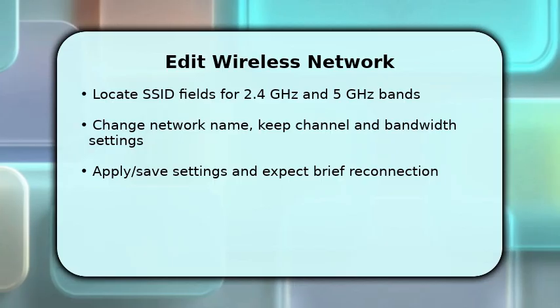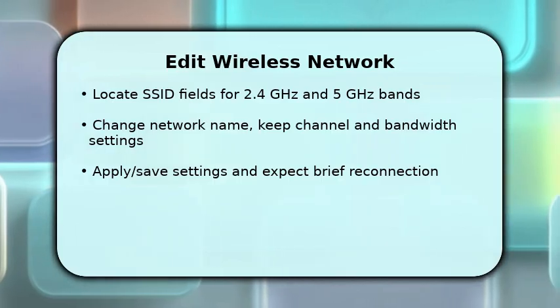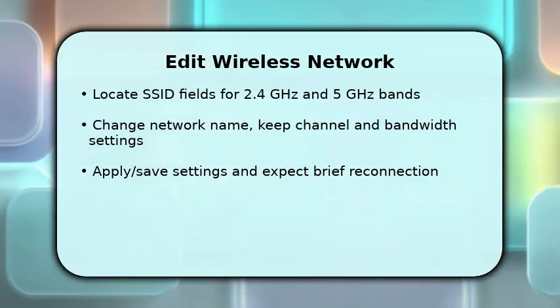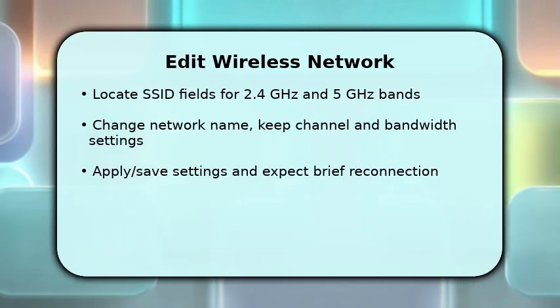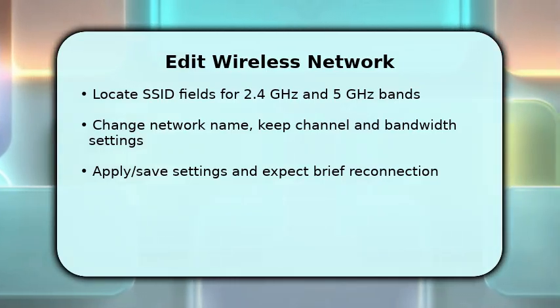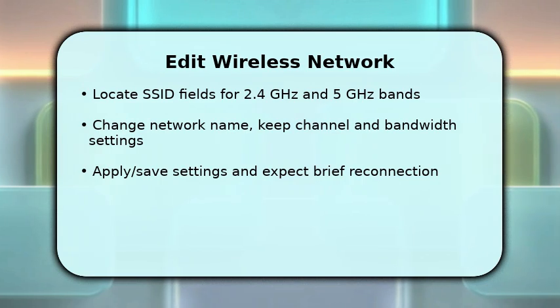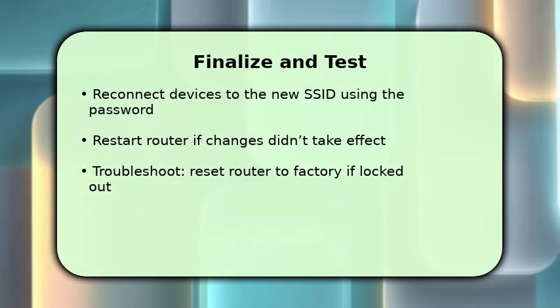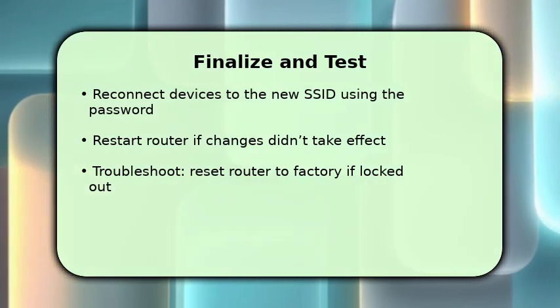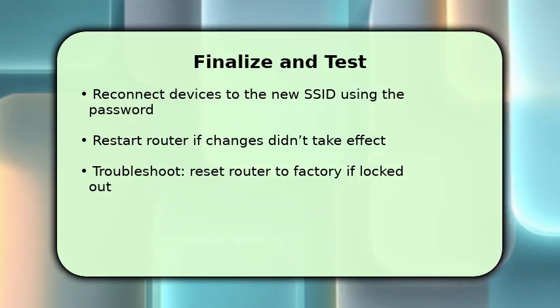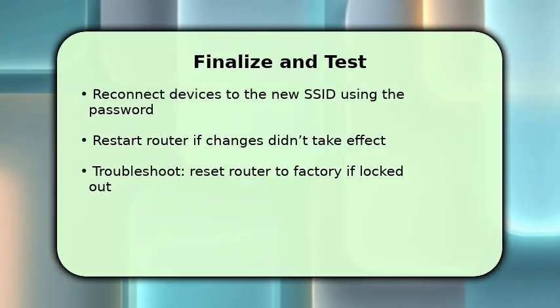Click Apply or Save. The router will push the change, and your devices will drop and need to reconnect. Make sure to note the new name and password so you can reconnect immediately. Finish by reconnecting one device to confirm the new SSID and password work. Test internet access and run a quick speed check so you know everything propagated.